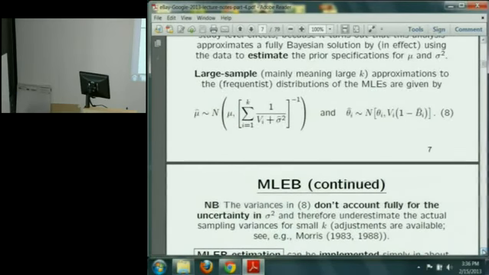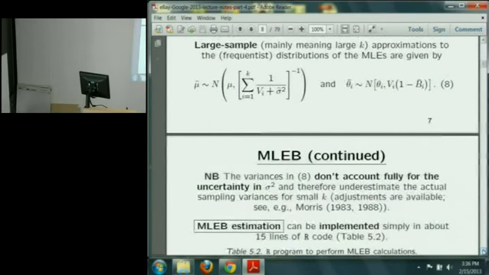However, Carl Morris also showed that both of those variances in equation 8 underestimate how much uncertainty you actually have, because you have pretended you knew stuff in the prior when you were supposed to get the prior information external to the data set. And so they underestimate the actual sampling variances, and in fact, Morris has worked out some small sample adjustments, and you could read about it in one of his papers, which is cited at the end of this block.